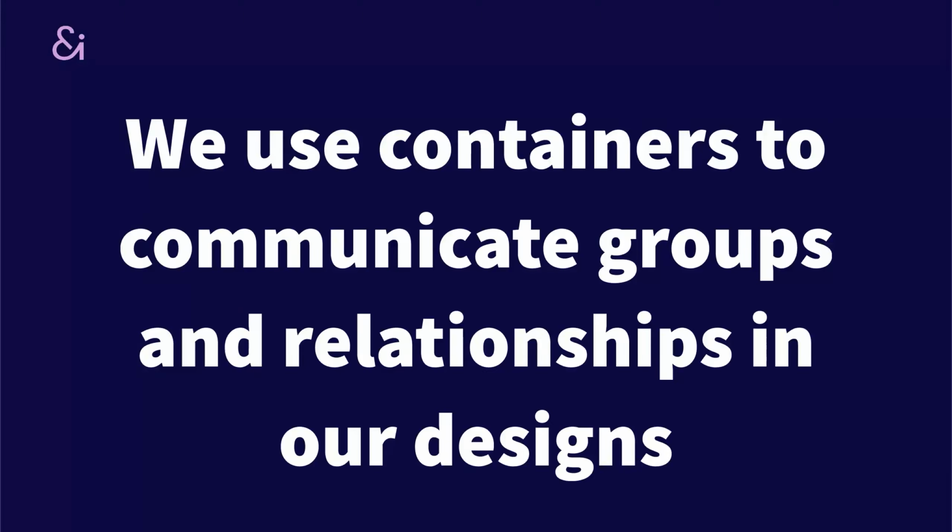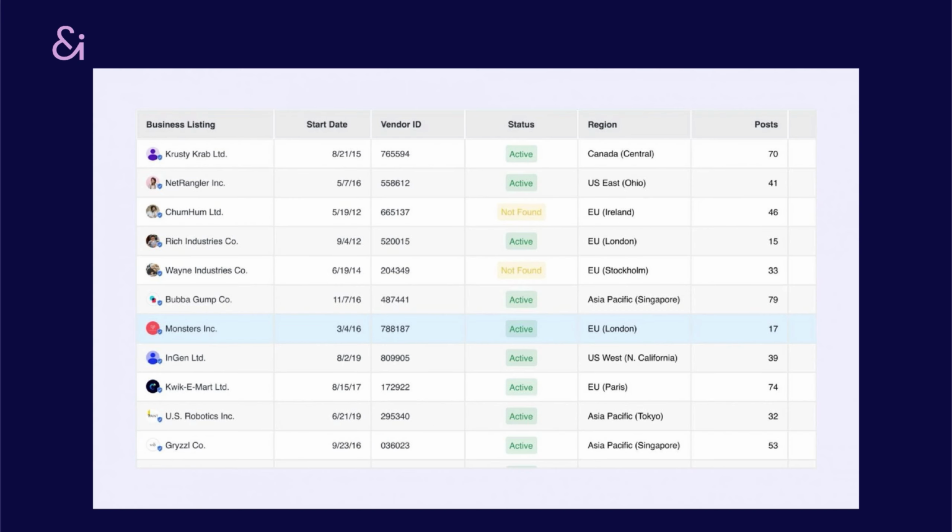In a nutshell, we can use containers to communicate groups and relationships in our designs, and we've all done this in the past in some way, shape or form. Immediately what comes to mind are drop downs. Another example of this is a table, and I'd say this principle is coming into play in a few ways here. So this is a table, one we've all designed or one we've all seen.